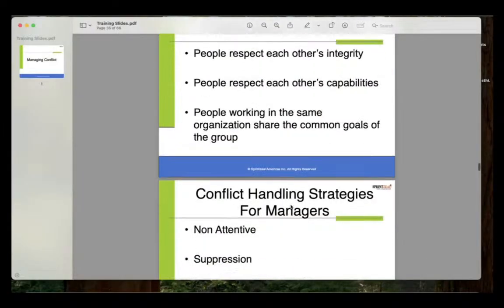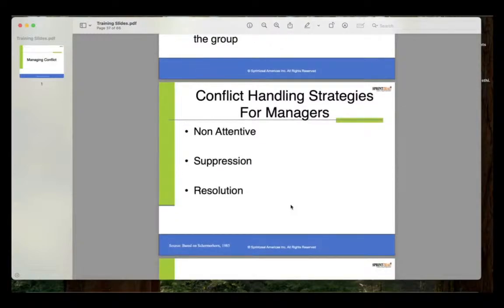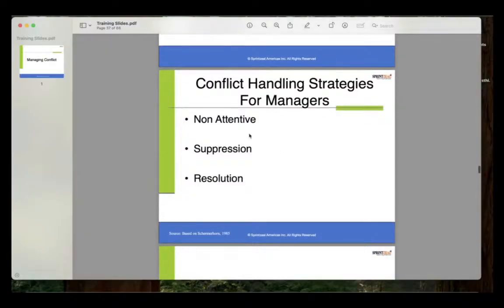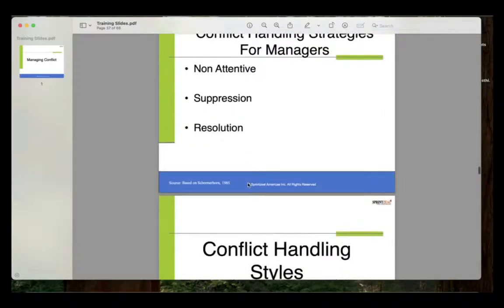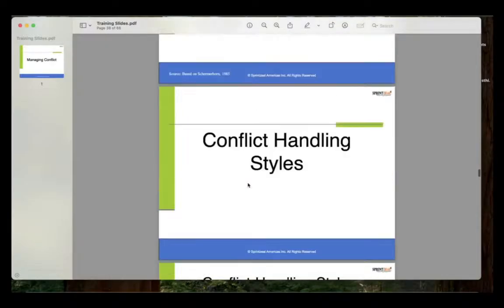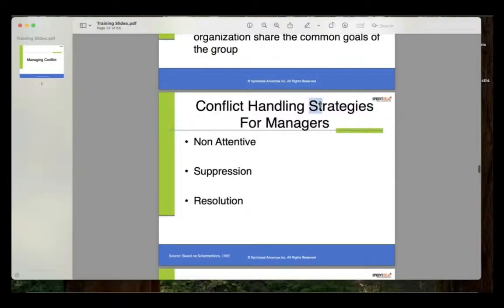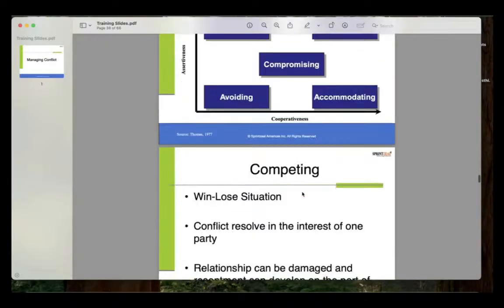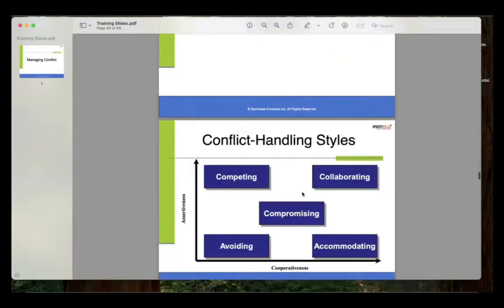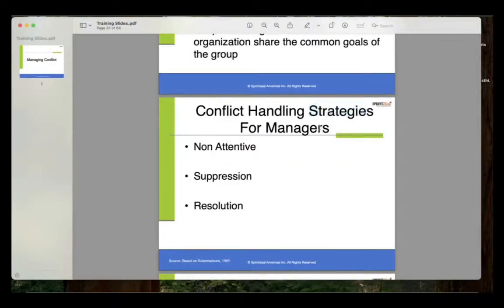After the strategies, let's see this one. So, conflict handling strategies for managers. These are the main three types, which are non-attentive, suppression, and resolution. Now let's see what we mean by this. Non-attentive, suppression, and resolution. So these are the strategies, and then there are conflict handling styles also that we are going to discuss. I don't think we need to discuss the strategies in depth because they are explainable.